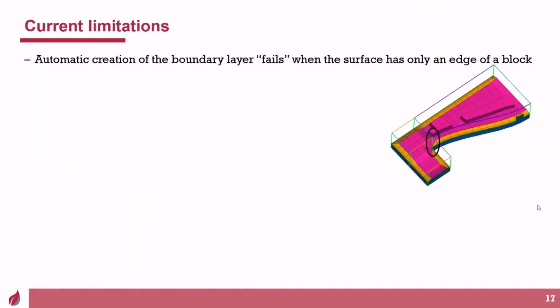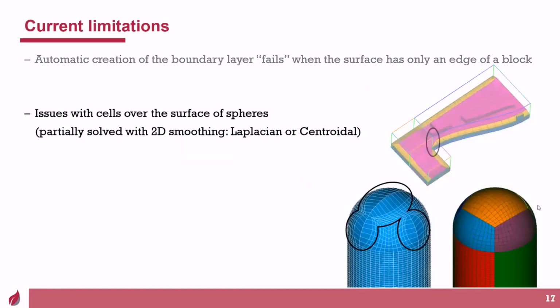So, some current limitations. Salome has an automatic layer addition, but when it needs to move vertices that are in an edge of a block, it's going to fail to do that. So I'm waiting for this issue to be solved, so we are going to have a really automatic boundary layer with great control over it.